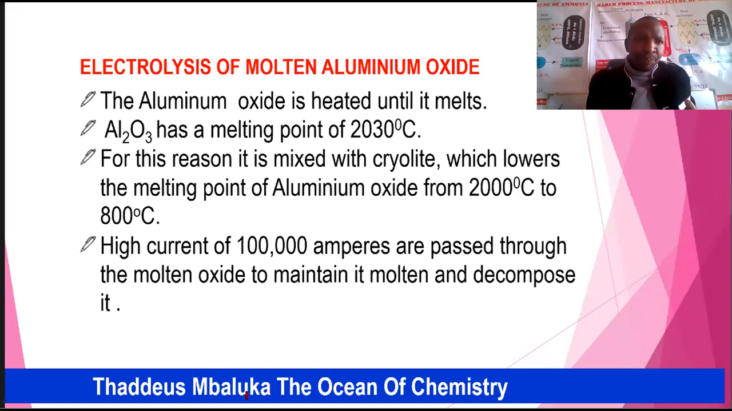So let's look at this. In this electrolysis, first of all, the aluminium oxide is heated until it melts. Then, once it melts, remember aluminium oxide has a melting point of over 2000°C. This kind of temperature can only be found in hell. It's very hard to maintain such temperatures.